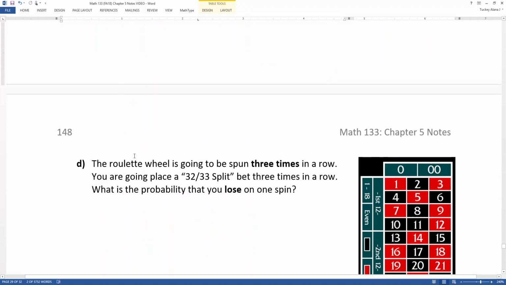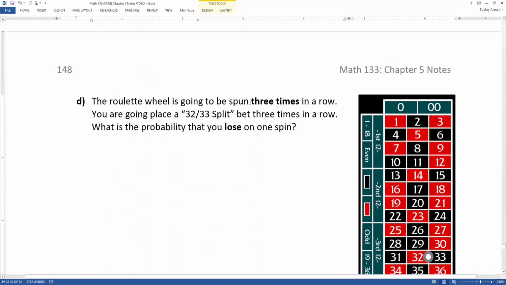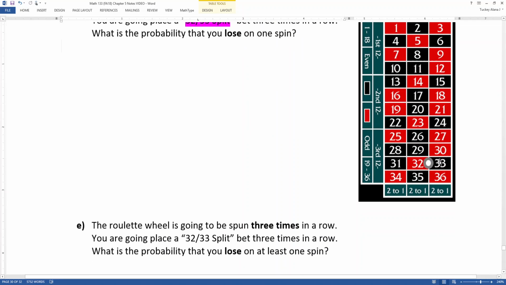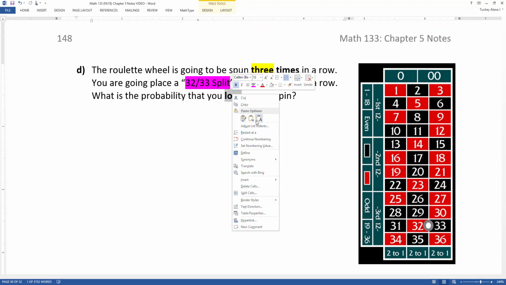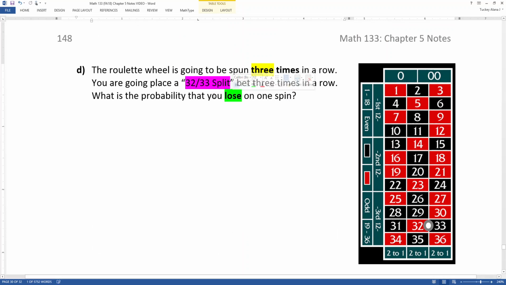All right, for this part, we're going to spin 3 times, so that's something to note. We're going to spin 3 times, and we're only interested in the 32-33 split bet. Split bet is when you take your chip and you split it between 2 numbers. So you're only betting on the numbers 32 and 33. And again, that is in the appendix.